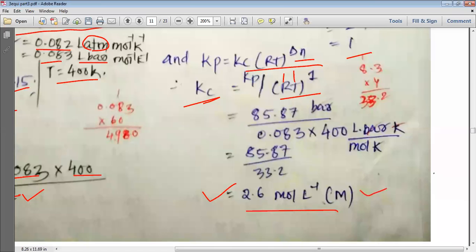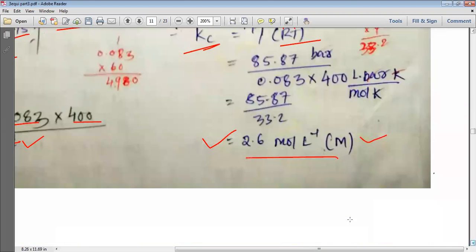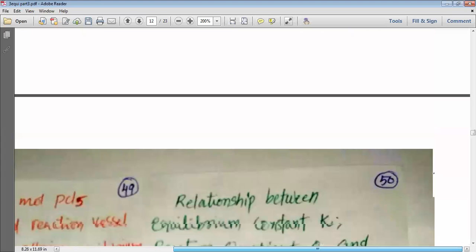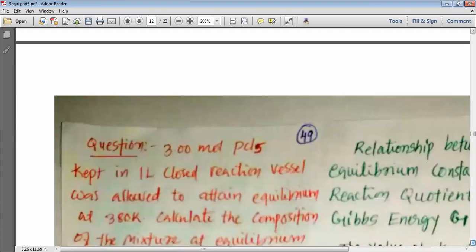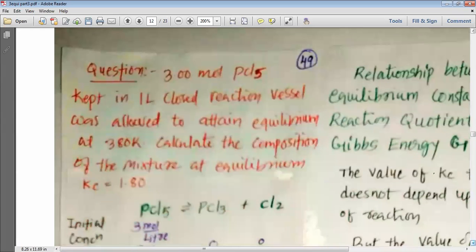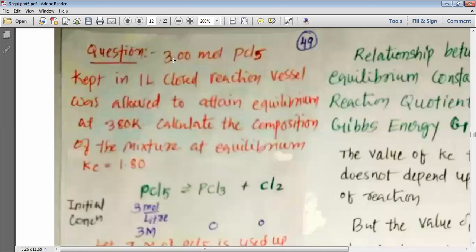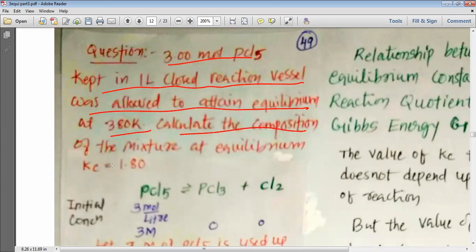So this is how, my dear students, we can easily understand the calculation of Kp, Kc and equilibrium concentration for all the reactants and products, and we understand this idea very well. Let's look into the third question. 3 mole of PCl5 kept in 1 liter closed reaction vessel was allowed to attain equilibrium at 380 Kelvin. Calculate the composition of the mixture at equilibrium, and your value Kc is equal to 1.80.